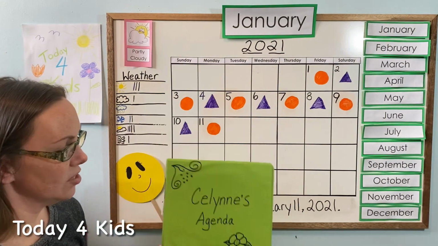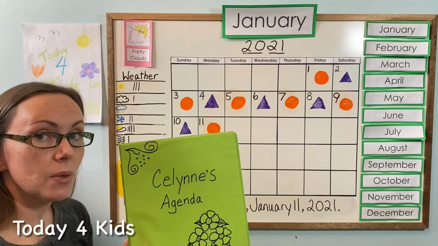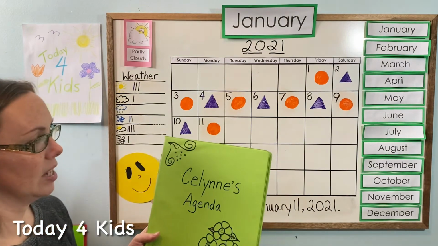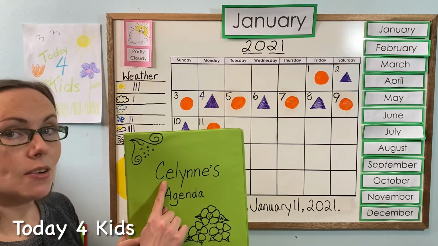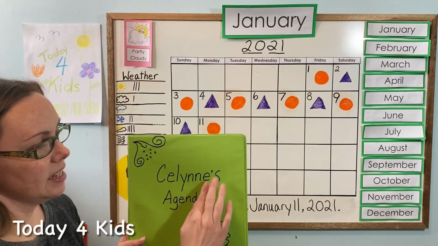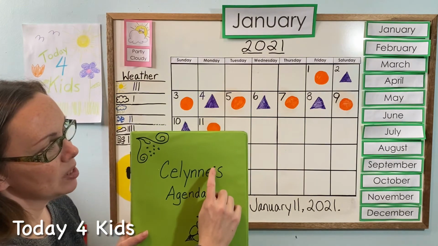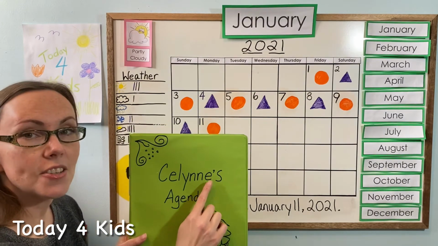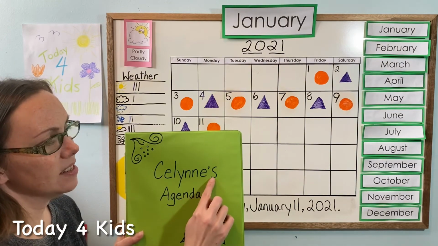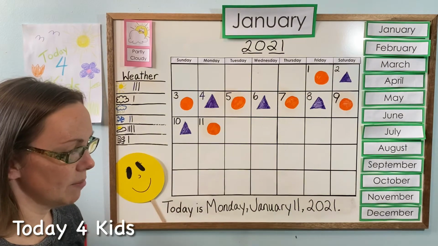Okay, let's move on to our agenda. Did you have an agenda at home? You can make one with a binder and some paper, or you can just write it on some paper that you have around the house. Do you remember this is how we spell my name? C-E-L-Y-N-N-E. That spells Celine, so that's my name. And then we put an apostrophe S on here so that everybody knows that this book is mine because it says Celine's with an apostrophe S. And that's how you know that it belongs to somebody.